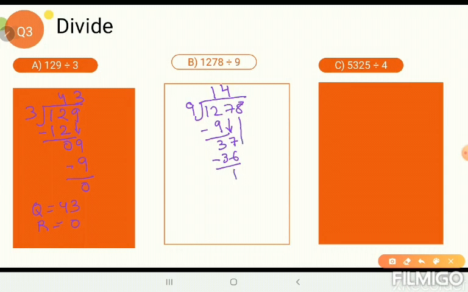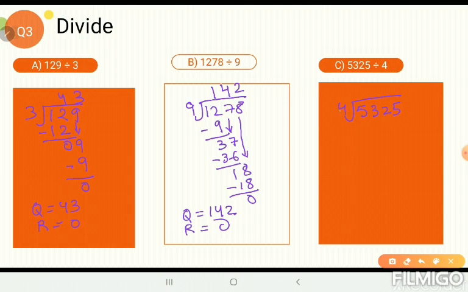Now bring down the next number, that is 8. So I have 18, and I know 9 twos is 18. So now when I subtract, I'm left with 0. So there is no other number left. So quotient is 142 and remainder is 0. Next question, 5325 I want to divide with 4.